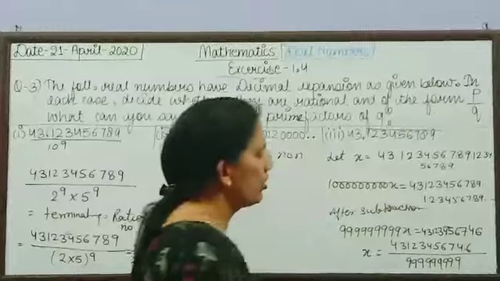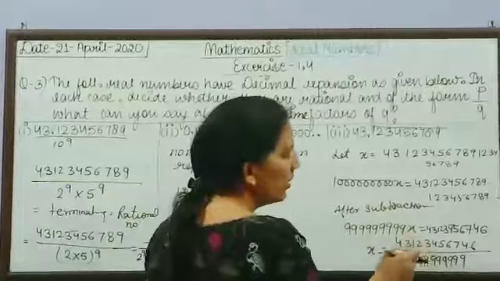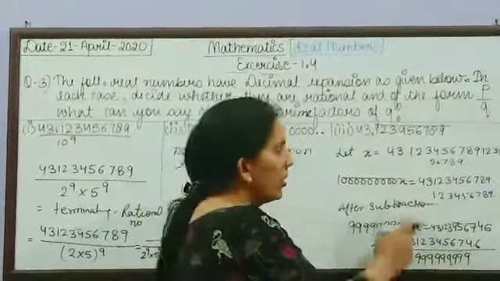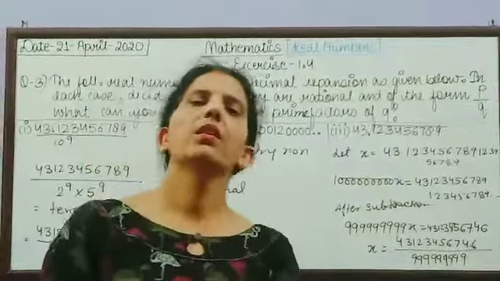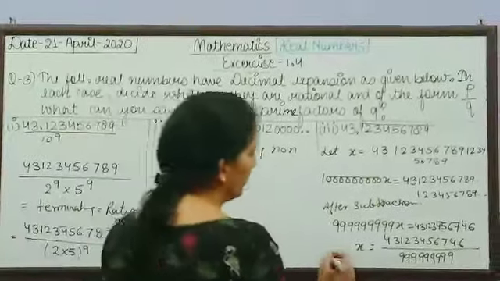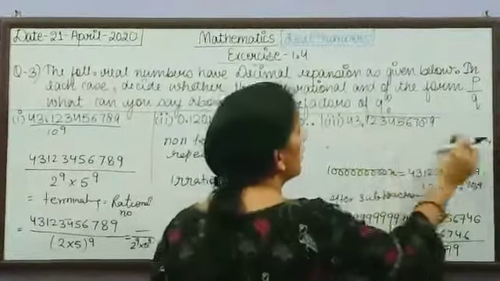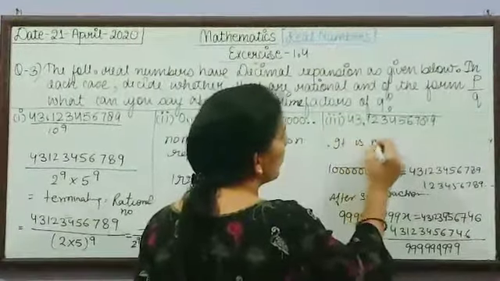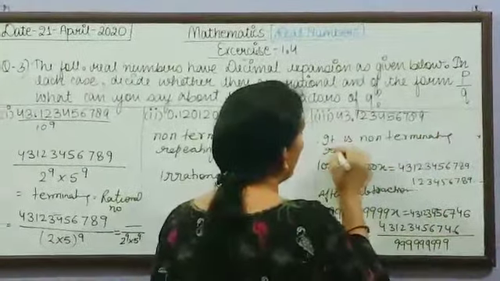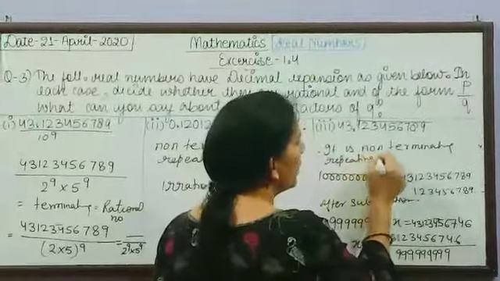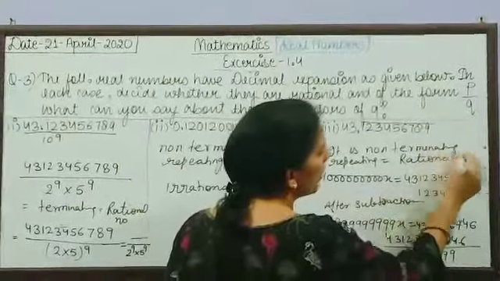So this is in the form of p by q, and we can say that it is a non-terminating rational number. I am going to write here, it is non-terminating repeating. Therefore, it is a rational number.